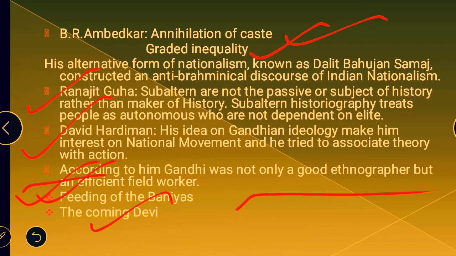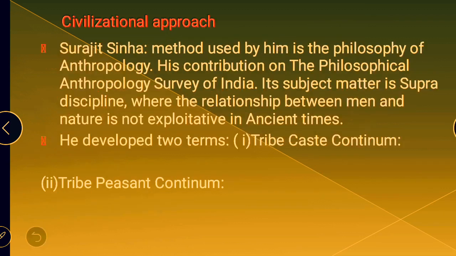So basically, we can say that villagers had undergone such a relationship with the Banyas that they cannot depart from it, right? So an ideological domination is behind the relationship. So this is about David Hardiman.